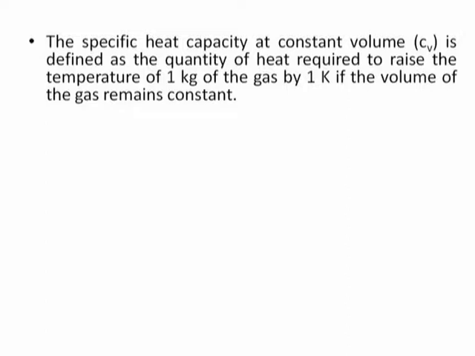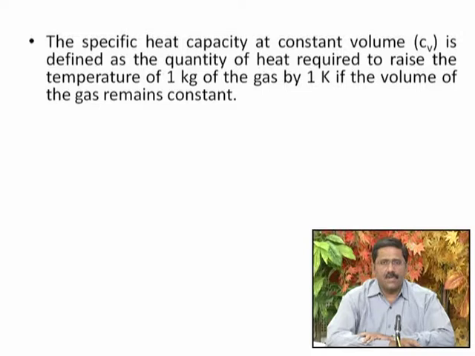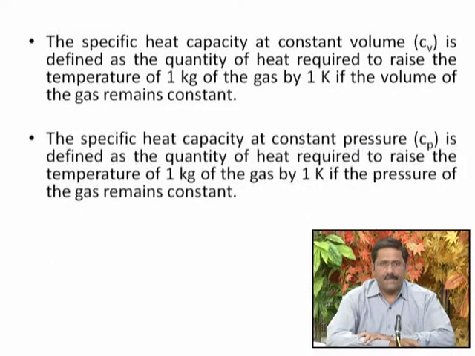The specific heat capacity at constant volume, which is known as Cv, is defined as the quantity of heat required to raise the temperature of 1 kg of gas by 1 Kelvin if the volume of the gas remains constant. The specific heat capacity at constant pressure, Cp, is defined as the quantity of heat required to raise the temperature of 1 kg of gas by 1 Kelvin if the pressure of the gas remains constant.